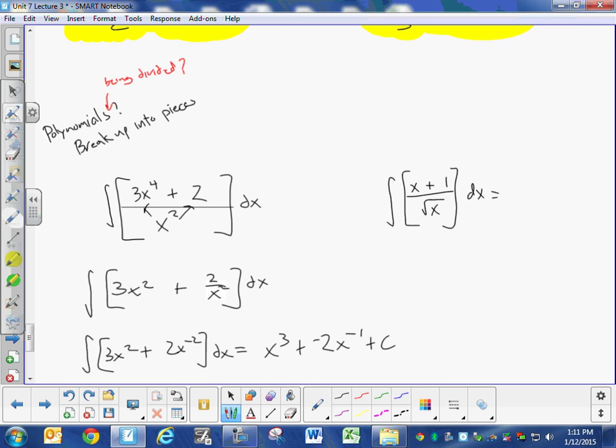The other one would be written as x to the 1/2 plus x to the negative 1/2. Take the antiderivative of that with respect to x. Add 1 to 1/2, 3/2. Multiply by the reciprocal. Add 1 to negative 1/2, positive 1/2. Multiply by the reciprocal.